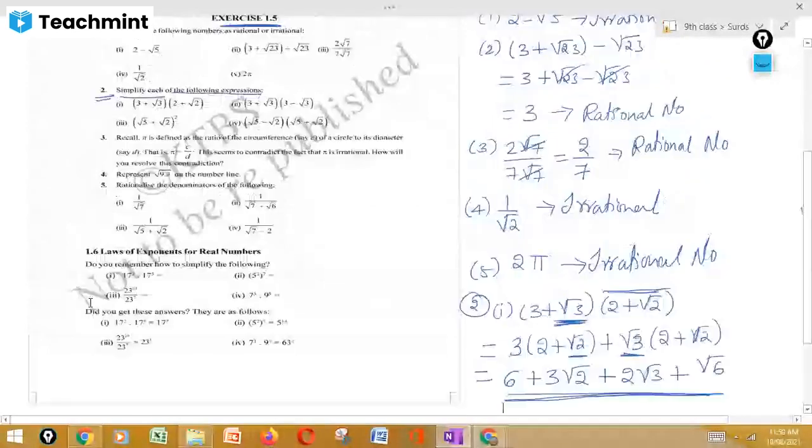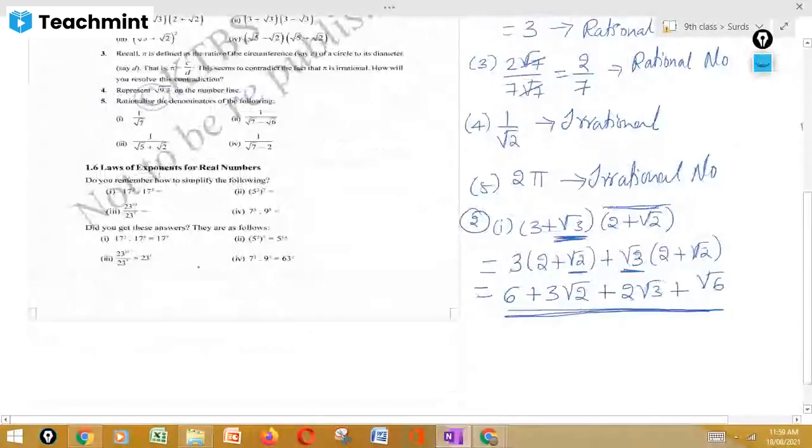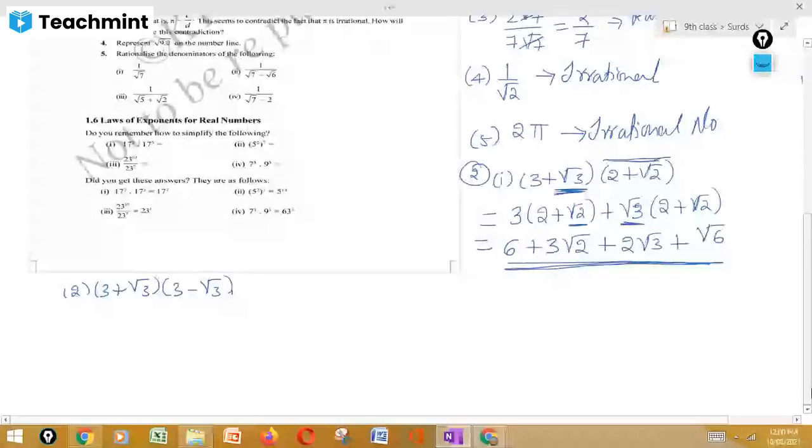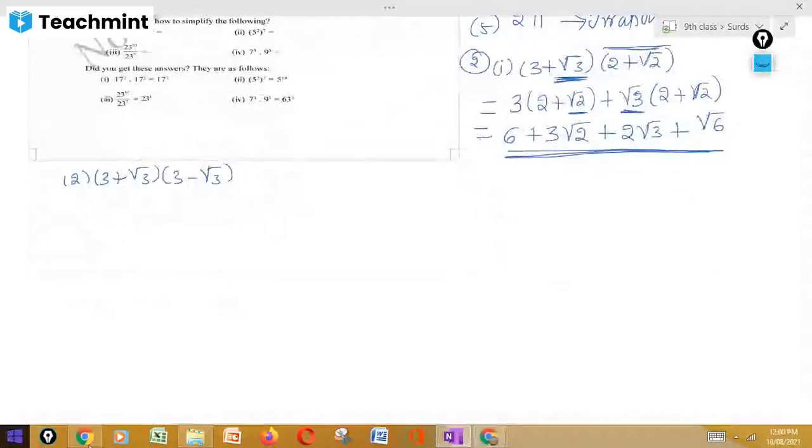So what is the second example? That is (3 plus root 3) into (3 minus root 3). How does it look to you? 3 plus root 3 and 3 minus root 3. How does it look to you? What does it look like?